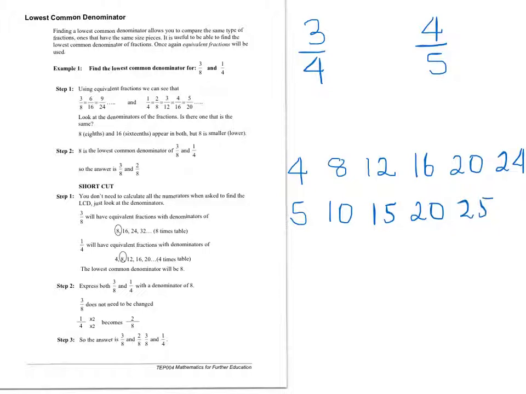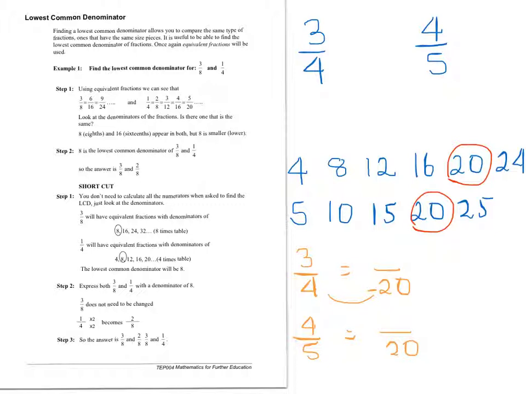Then we have a look at the lowest common multiple for both 4 and 5, and you can see it's 20. So we should be able to rewrite 3/4 and 4/5 with exactly the same denominator, which is going to be 20. So we need to change 3/4 into something out of 20 and 4/5 into an equivalent fraction out of 20.